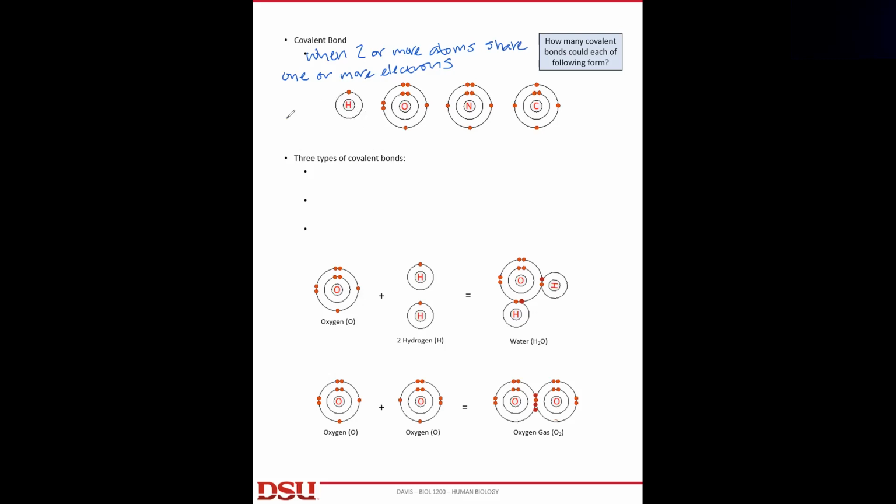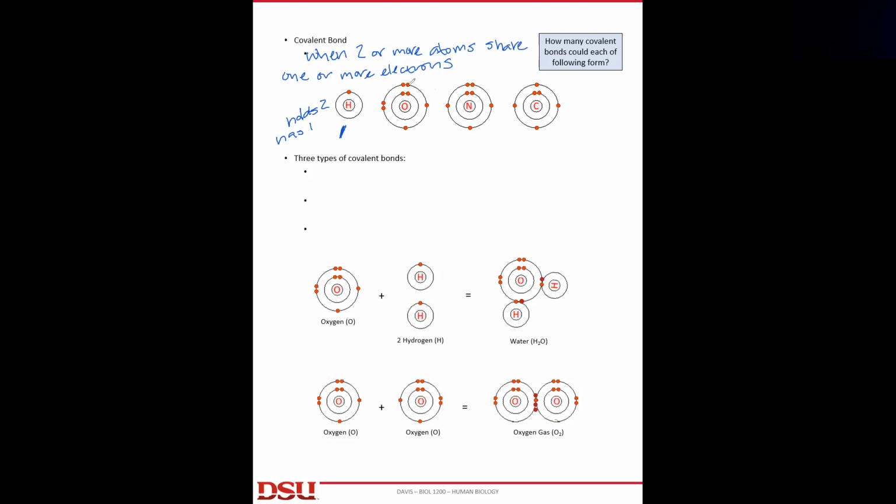Shell holds two, has one. 2 minus 1 is 1. Okay. Hydrogen can form one bond, one covalent bond with one other atom. Okay. Let's look at oxygen.